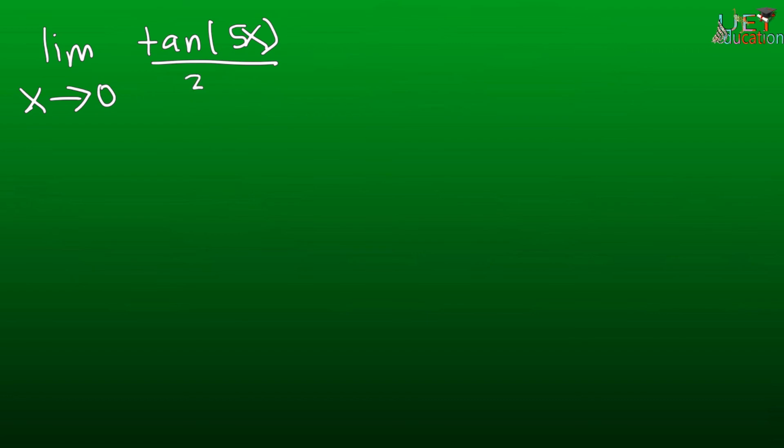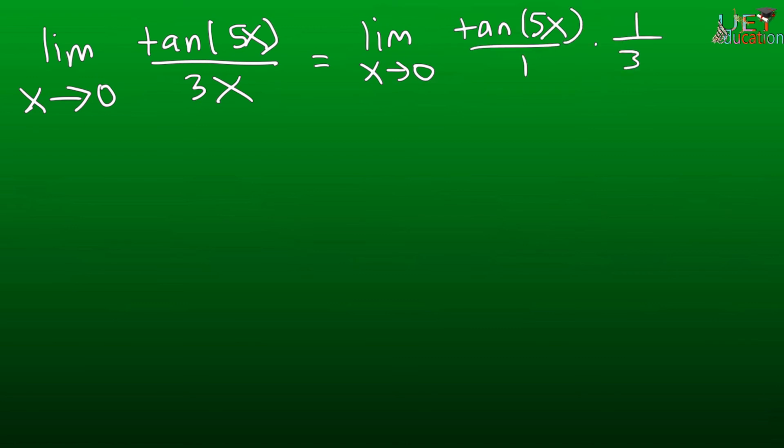So let me give you another example. What is the limit as x approaches 0 given the function tangent 5x divided by 3x? Now, the problem works the same way when you're dealing with sine and tangent, not with cosine. So this is going to be 5 over 3. But to show your work, we're going to use u substitution again. But first, let's rewrite this. So this is the limit as x approaches 0, tangent 5x over 1 times 1 over 3x.